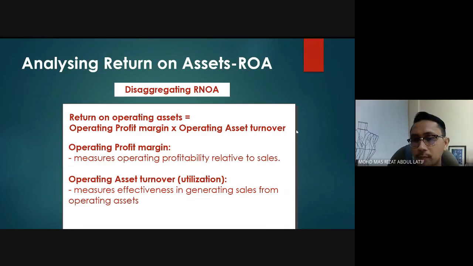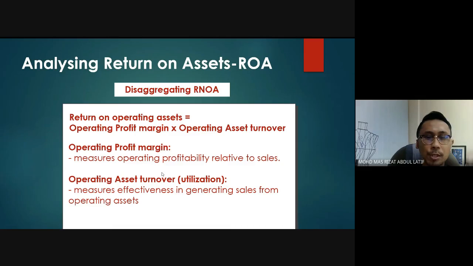You will get the same final answer. The main reason for this question is they want to look at the components of profit margin and asset turnover in RNOA. In your textbook, you can see the formula there. NOPAT divided by average NOA equals profit margin, which is NOPAT divided by sales, times sales divided by average NOA. So apa itu profit margin?